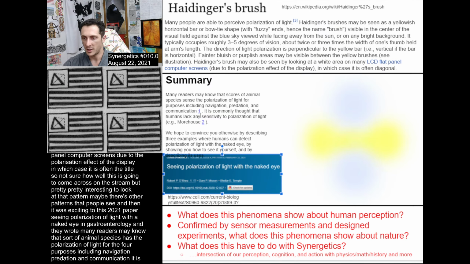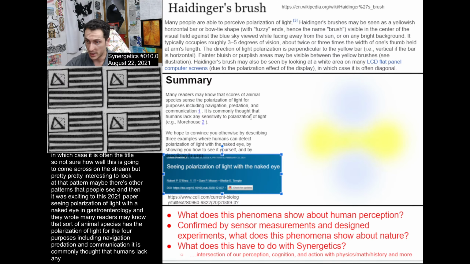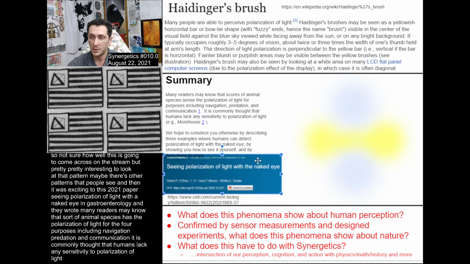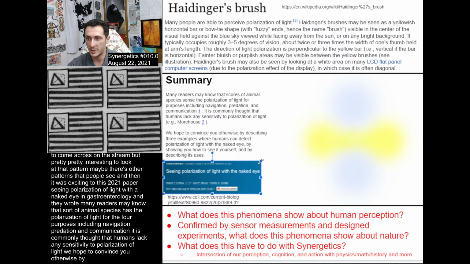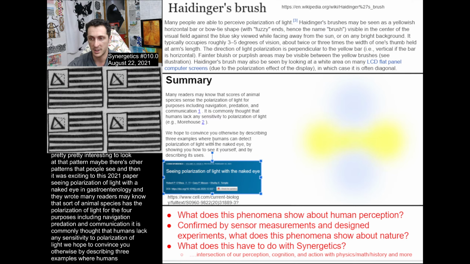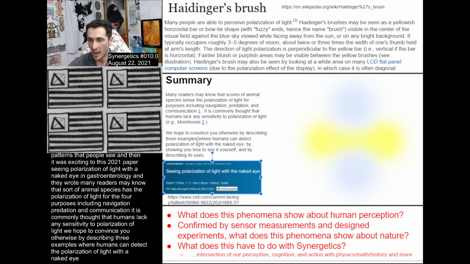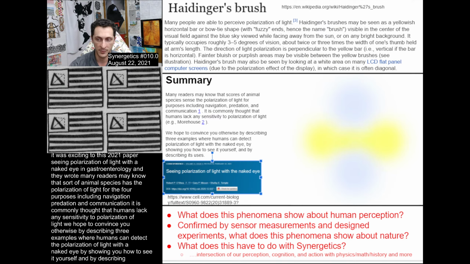It is commonly thought that humans lack any sensitivity to polarization of light. We hope to convince you otherwise by describing 3 examples where humans can detect polarization of light with the naked eye, by showing you how to see it yourself, and by describing its uses.